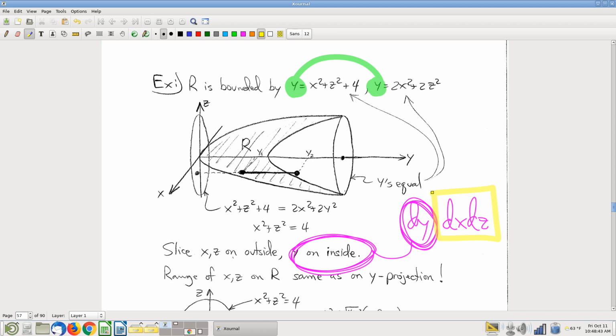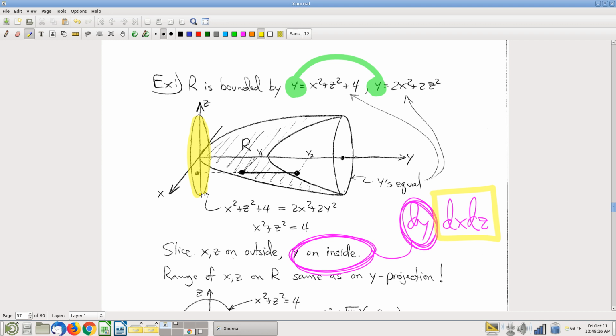I'll remind you of an observation that we made at the end of Wednesday's class, that if I have identified which two differentials are on your outside, then you can just look at the projection into that corresponding coordinate plane. So I can look at the projection into the xz plane, and my x and z bounds will be determined by that projection. And I think it's pretty geometrically clear how to find what that projection is.